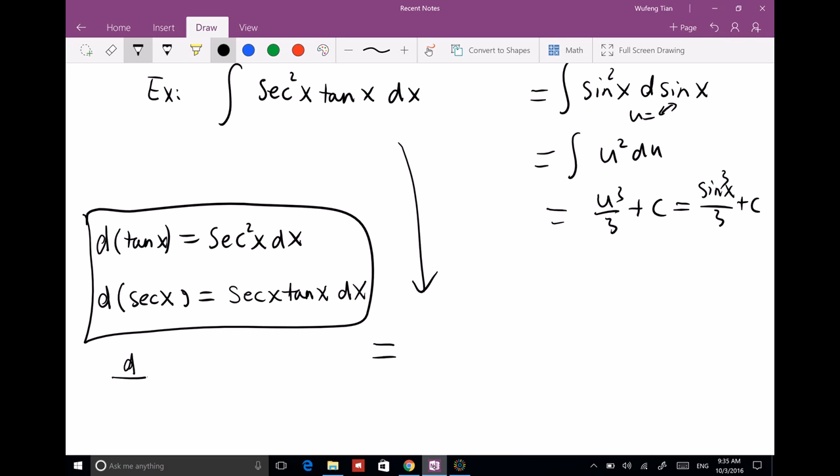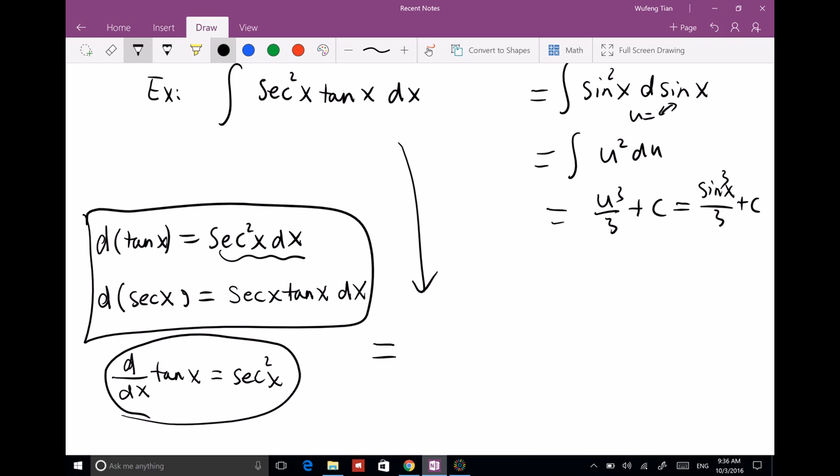Previously we write it as d/dx of tangent x equals secant x squared. This is what we learned in Calculus 1. Now I just multiply the dx on the other side. The reason I do that is because you are going to have this a lot, because this is what I'm going to substitute. So it's more natural as you have a dx here.